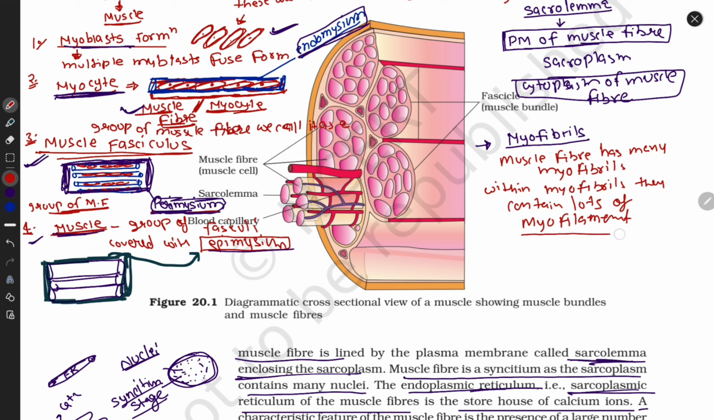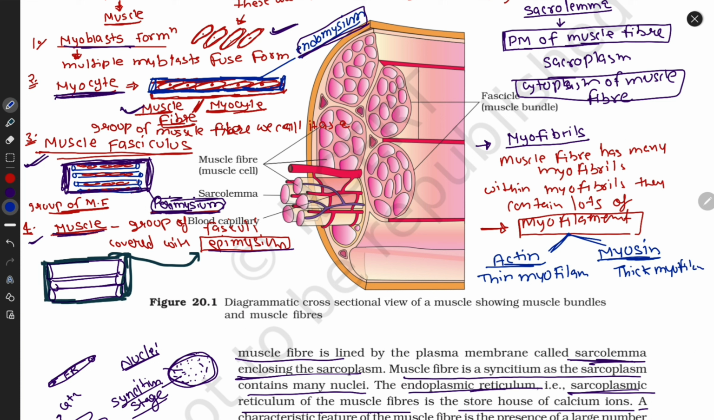And what is the myofilament? Now let's talk about what is the myofilament. There are two types of myofilaments: actin and myosin. These are thin myofilament, and these are thick myofilament. I'll draw for you. Assume this is the structure of muscle fiber. Alright guys, or it is a zoom structure of myofilament.